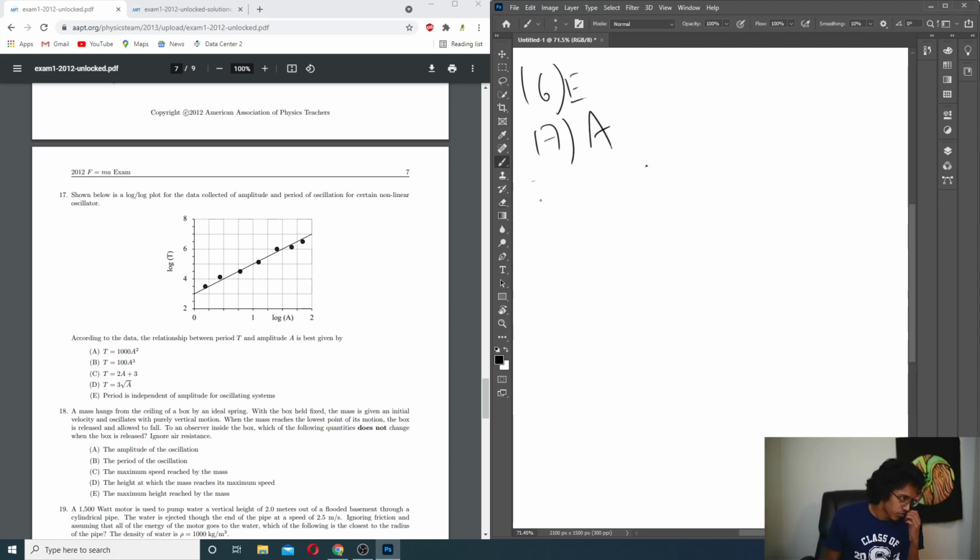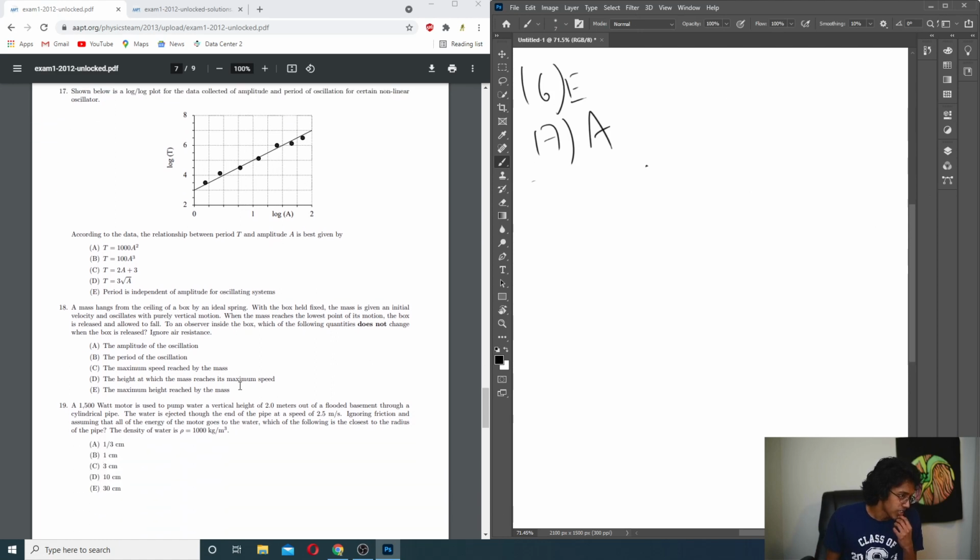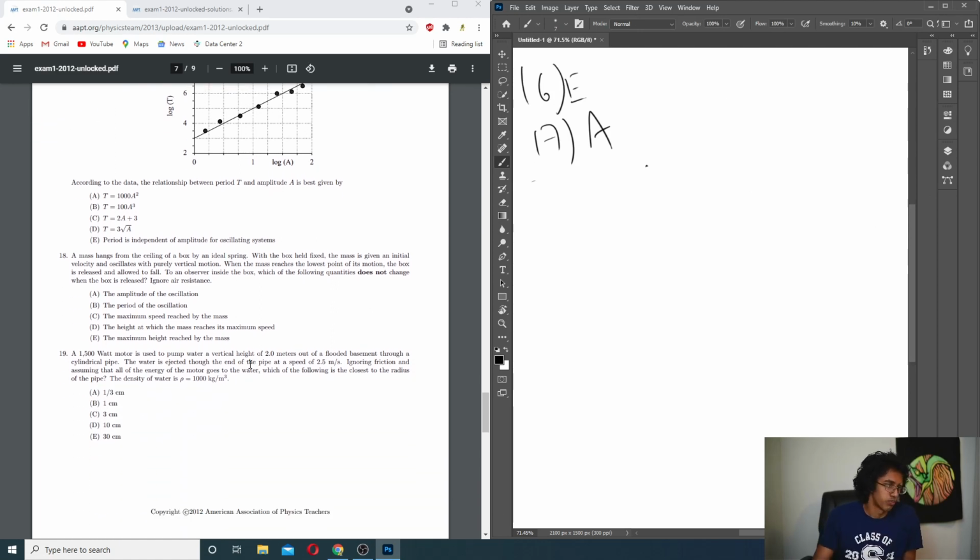A mass hangs from the ceiling of a box by an ideal spring. With the box held fixed, the mass is given an initial velocity and oscillates with purely vertical motion. When the mass reaches the lowest point of its motion, the box is released and allowed to fall to an observer inside the box. Which of the following quantities does not change when the box is released? Okay.